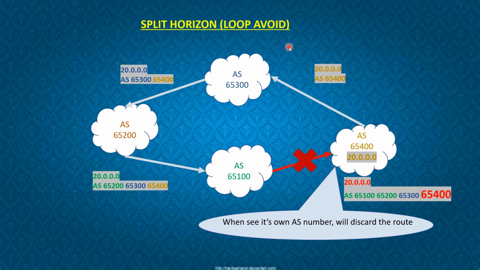Okay, so there are two loop avoidance mechanisms in BGP. One is based on AS number: if it sees its own AS number, it will not learn that route. And second, one IBGP neighbor will never share a learned route to the next IBGP neighbor.